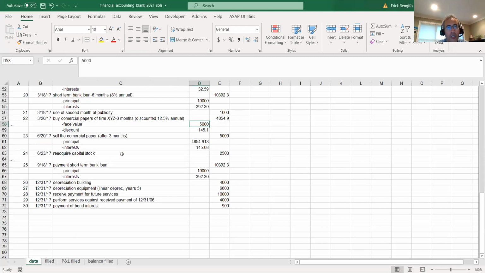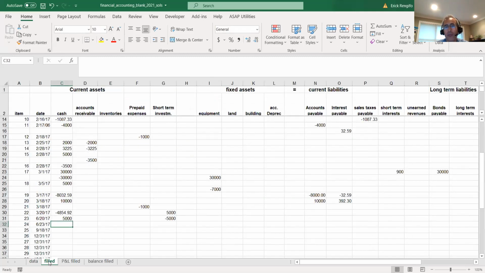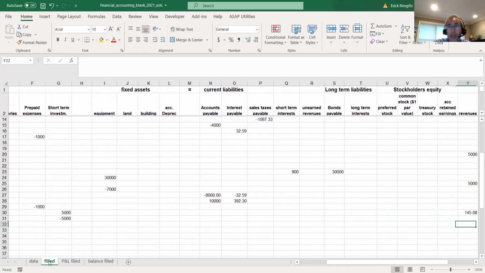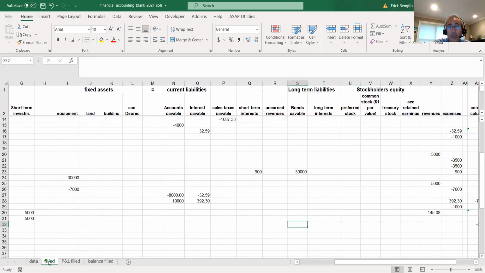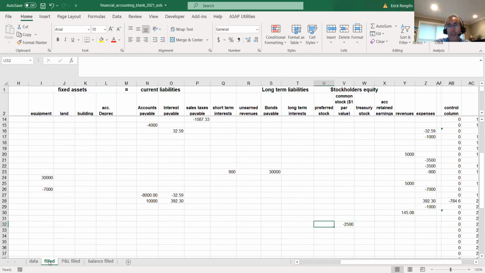This is transaction 24. Reacquired capital stock. So what I mean is the corporation itself. This is the famous buybacks, guys. Corporations are using their own money to buy the shares by themselves. So what we are doing here, guys, is we're going to be reducing the stock. This is going to be reduced by 2,500. However, these stocks don't disappear. Correct, guys? They need to be somewhere.